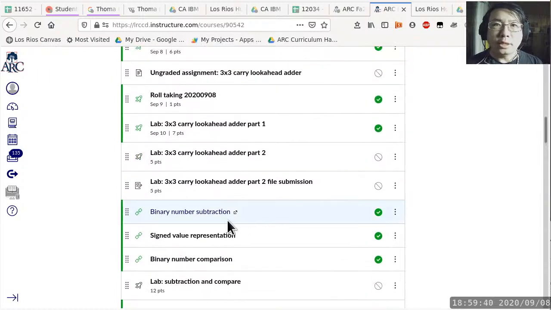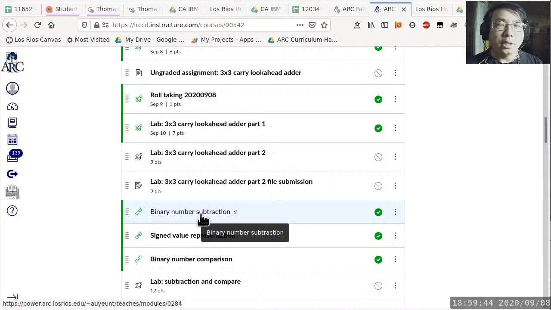And then today's main lecture is going to be on binary number subtraction, which is a short module by itself, but that's only because it is built upon concepts that we have already learned in binary number addition. So that's what we'll be talking about today.